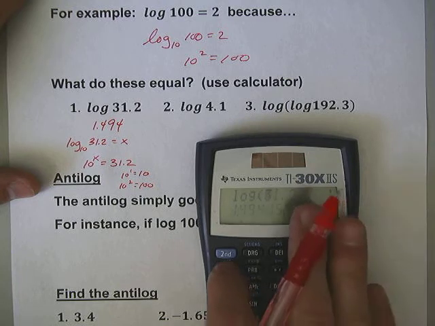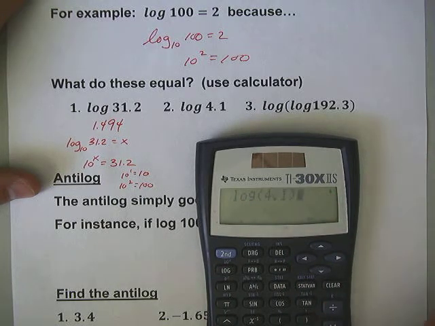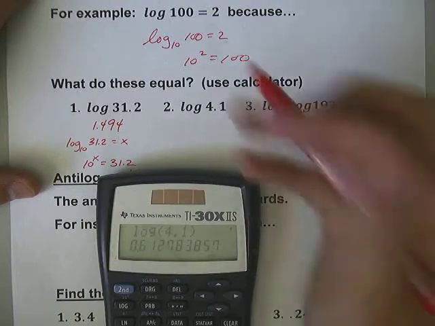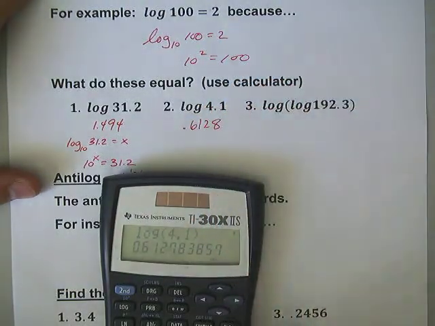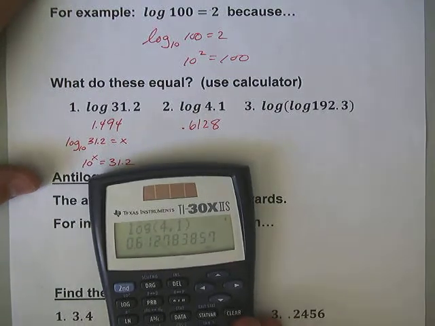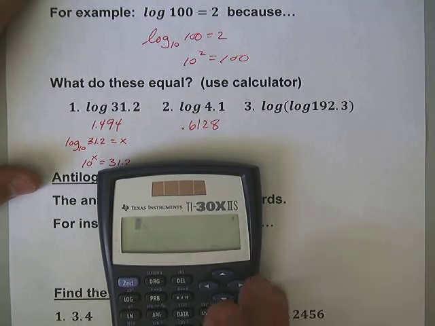So let's do some other ones here. Log of 4.1. Again, I'm just going to do log 4.1, and I get 0.6128. Okay, not super tough there.